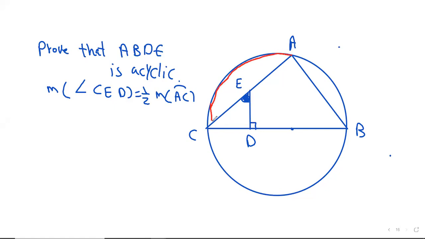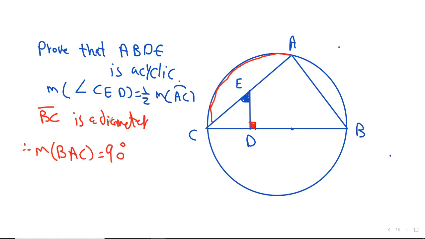So firstly, I want to prove that this shape is a cyclic. And we have here this angle is 90. You know, I said it many times today. This angle, because BC is a diameter, then measure of angle BAC equals 90 degrees. You know why? Inscribed in the semicircle. So this angle is 90, inscribed in the semicircle.